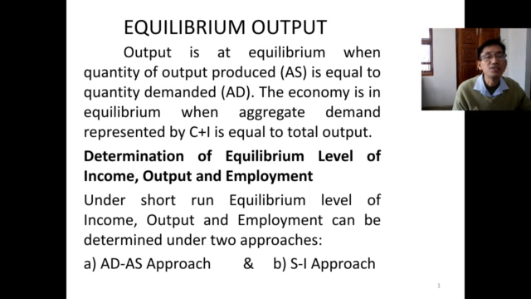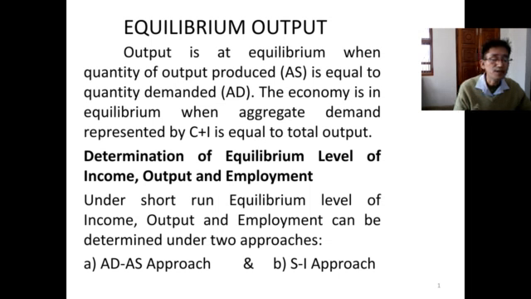The economy is in equilibrium when aggregate demand represented by C plus I is equal to the total output. C plus I means C is consumption and I is investment. So aggregate demand is represented by the summation of the consumption expenditure and investment expenditure. So let us see how the equilibrium level of income, output and employment is determined.